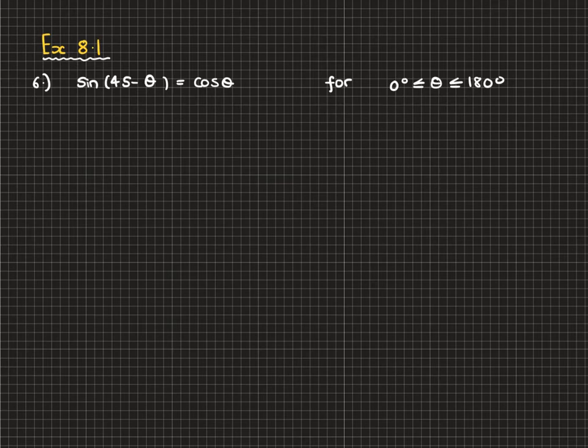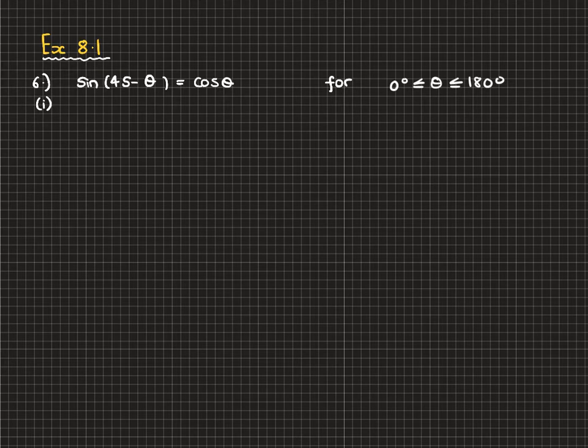So we're going to have a look at a few questions from exercise 8.1, starting with question 6, which involves solving a series of trigonometric equations. We're starting by solving this equation here in the range theta is between 0 and 180. So this is 6 part 1.